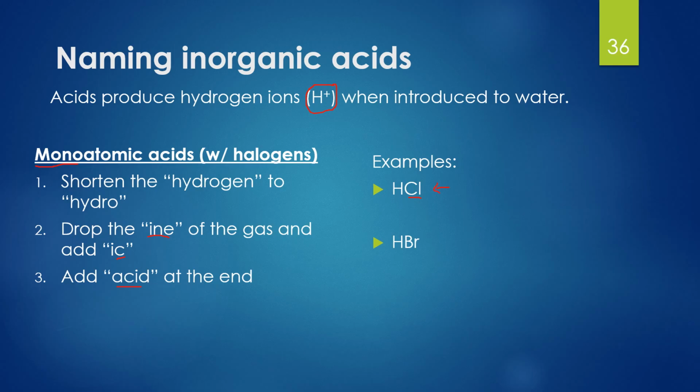Let's do another one. So here we have HBr, very similar. So instead of hydrogen, we write hydro. And then bromine becomes bromic. And then we write the word acid after. So HBr is hydrobromic acid. Next we have HI. So notice we're going right down the list of halogens. So hydro once again for the hydrogen. Iodine becomes iodic, and then we add acid at the end. So hydroiodic acid.